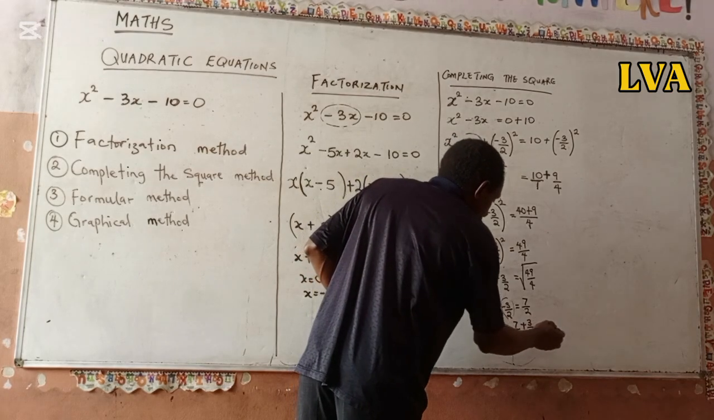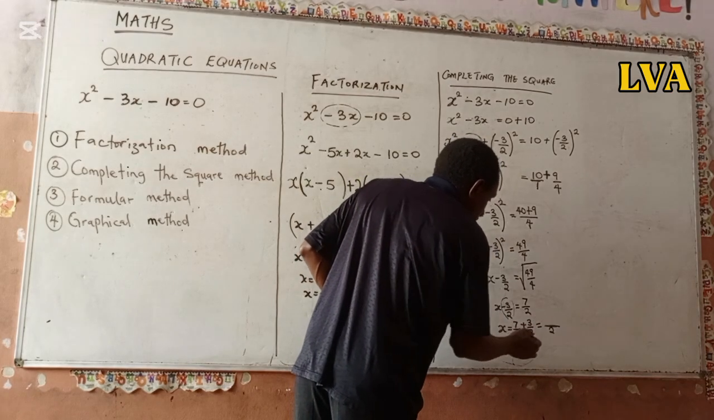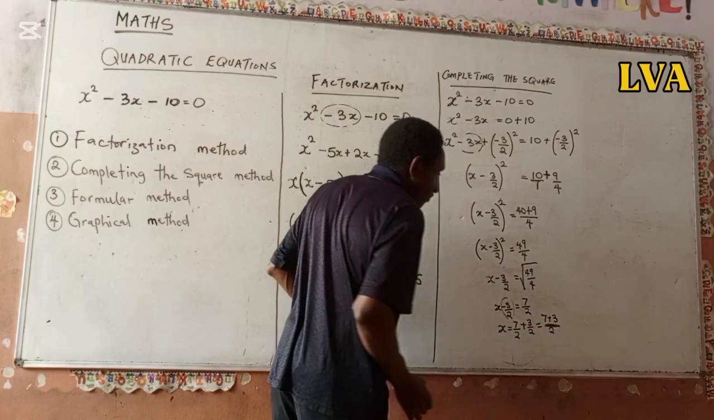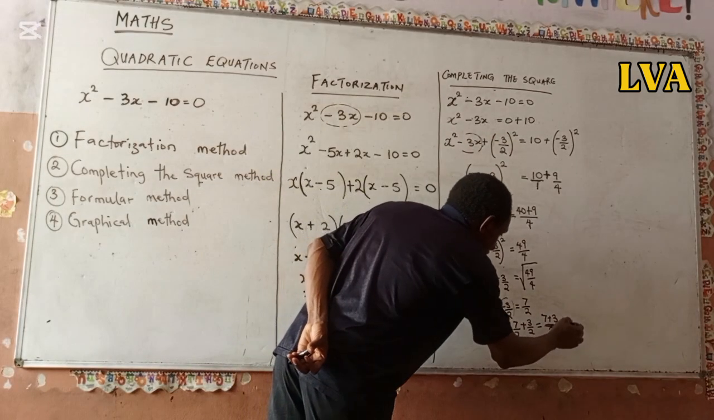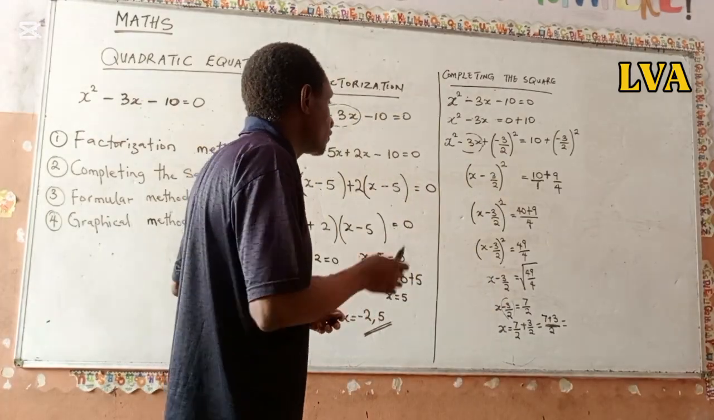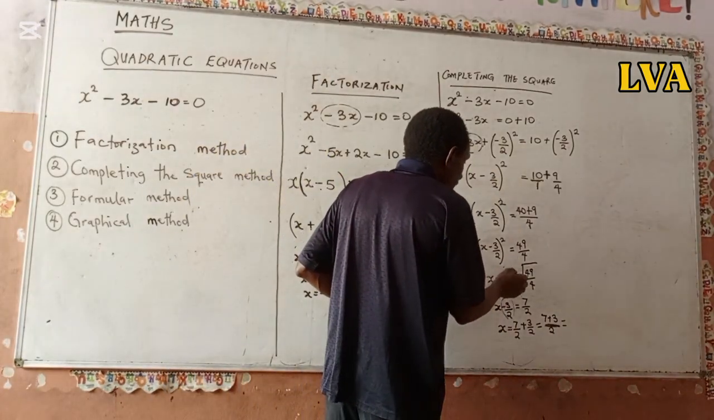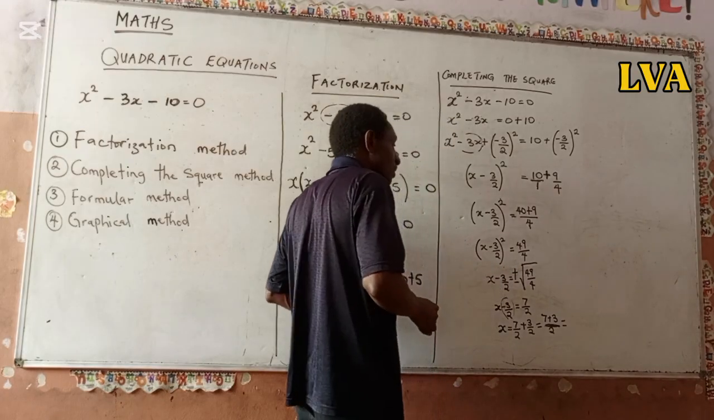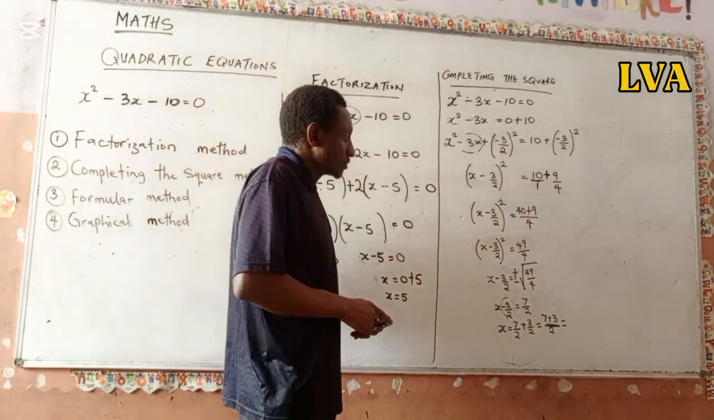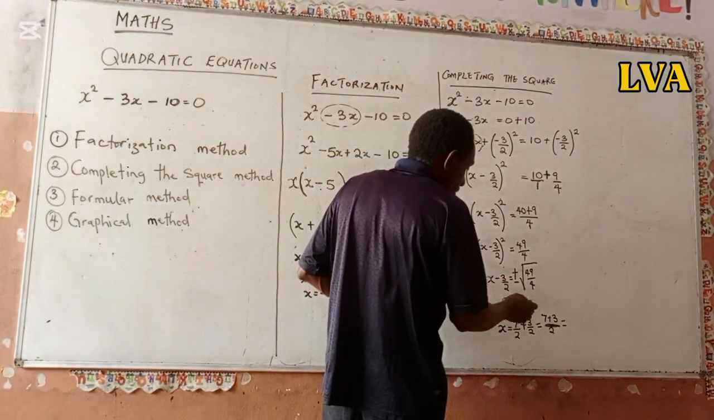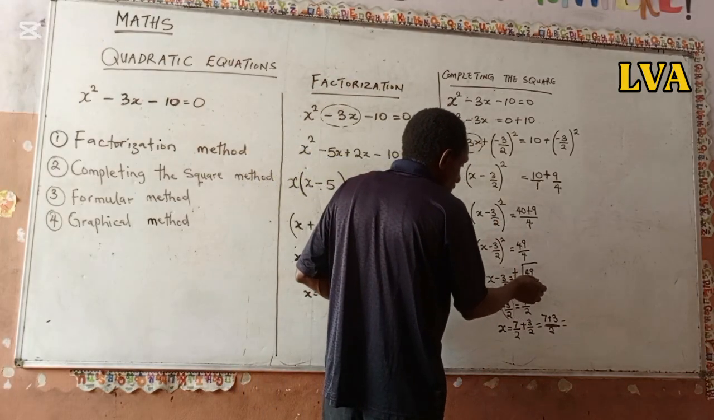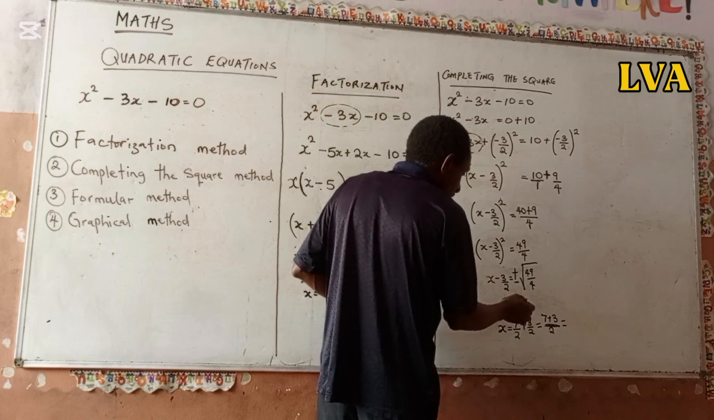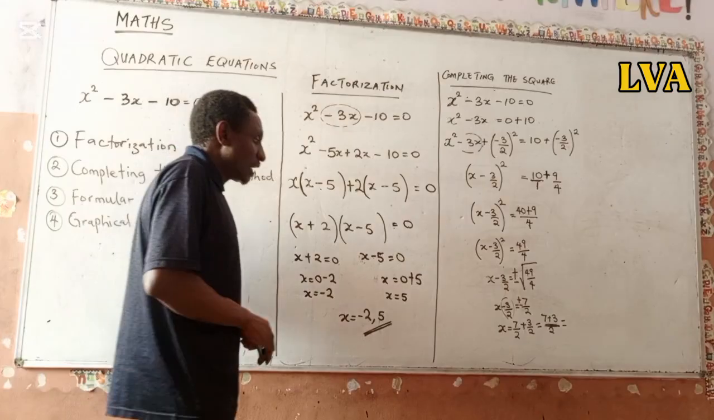If you find the LCM of 2 and 2, it is 2. You see the denominators are the same, you can as well bring back one denominator and add the numerators. Now take note of square root. Every time you are putting square root, you will introduce a plus and a minus. Now, when you find the square root of 49 to be 7 and the square root of 4 to be 2, it comes with a plus and a minus.